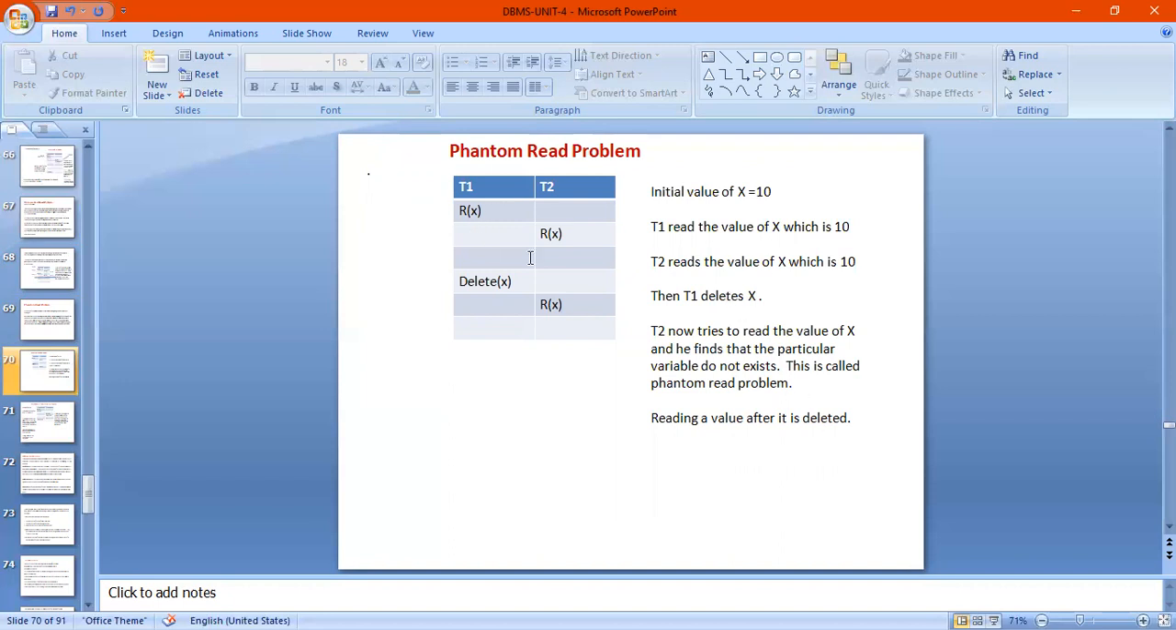So let's see this on the timeline. T1 is a transaction and T2 is another transaction. So read of X: T2 has nothing here, and T1 has read of X. Here neither T1 nor T2 has other operations, but then the T1 delete operation is going on and T2 has no operations. At the next stage, there is the read of X in T2, and the last has no operation. So that is what is explained here.